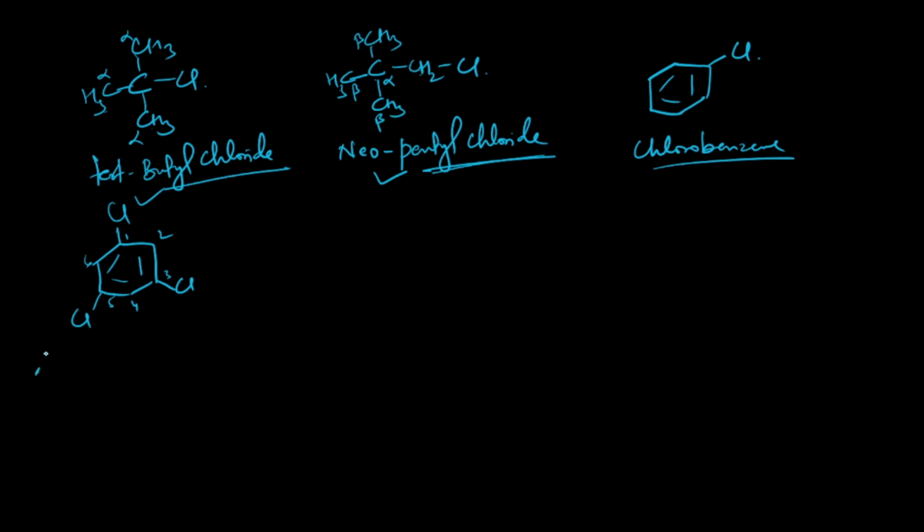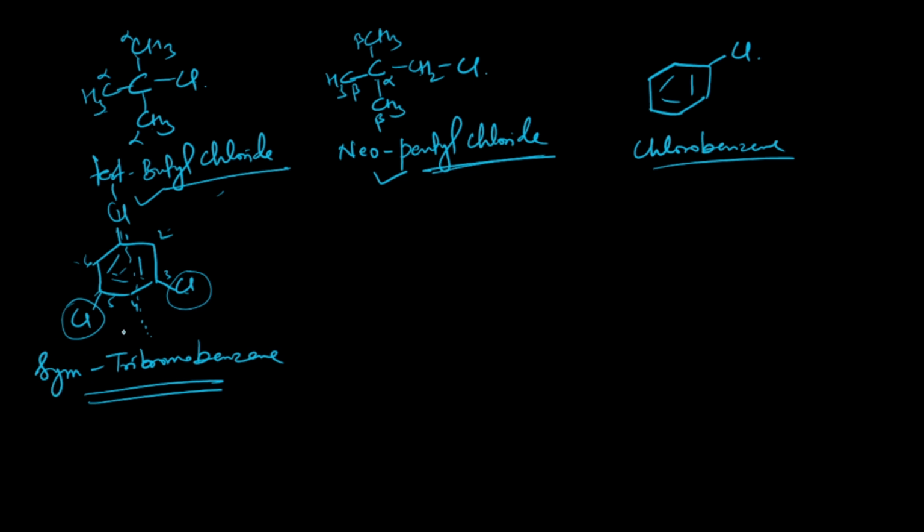One more name is there. We can directly write sym. Sym is symmetrical. Sym tribromobenzene. This name they are going to ask you. Why is sym symmetrical? See, if we pass one plane either through this way or through this way, these two are reflecting. This carbon is reflecting with this, and this carbon is reflecting with this. So along this plane, both sides are the same, so it is a symmetrical molecule. That's why the name came symmetrical tribromobenzene.